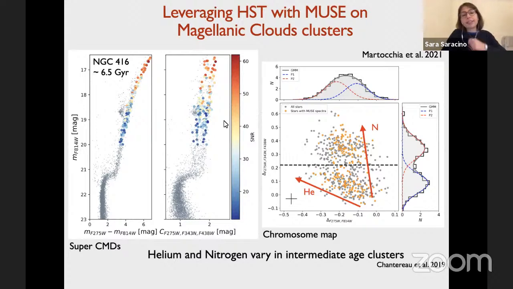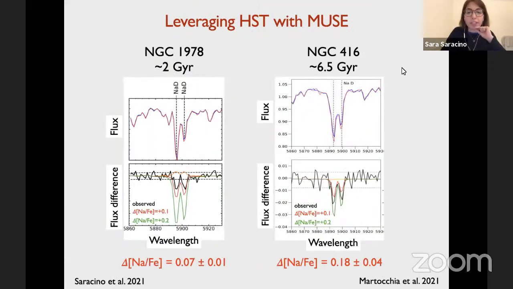For example, this is NGC 416, a 6.5 giga-year-old cluster, for which we created the chromosome map, starting again from 2 different filter combinations. We split the population using these nice double Gaussians, and we stacked again all the spectra belonging to one population in one single spectrum, and all the others in another spectrum here. And so these are the results for NGC 416.